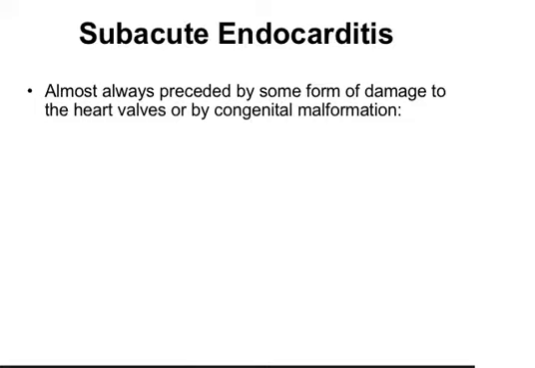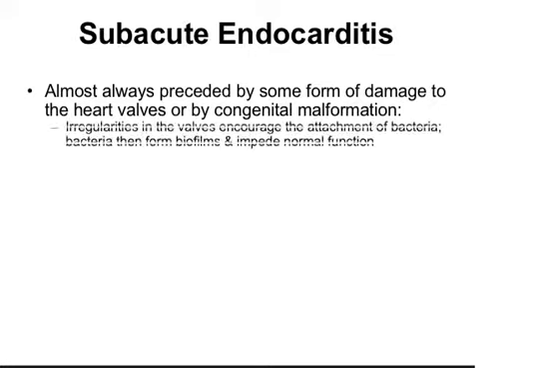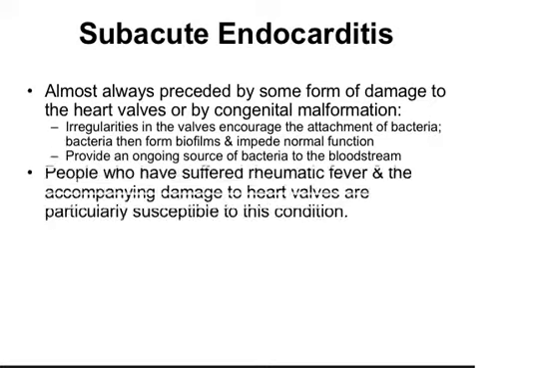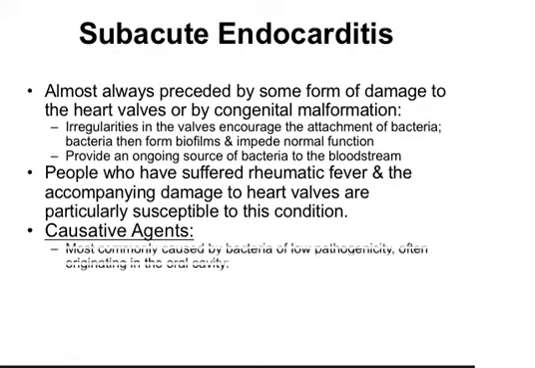Subacute is almost always preceded by some form of damage to the heart valves or by congenital malformation. Irregularities in the valves encourage the attachment of bacteria, which form biofilms and impede normal function. This provides an ongoing source of bacteria into the blood. People who've suffered rheumatic fever and damage to the heart valves are susceptible to this condition.